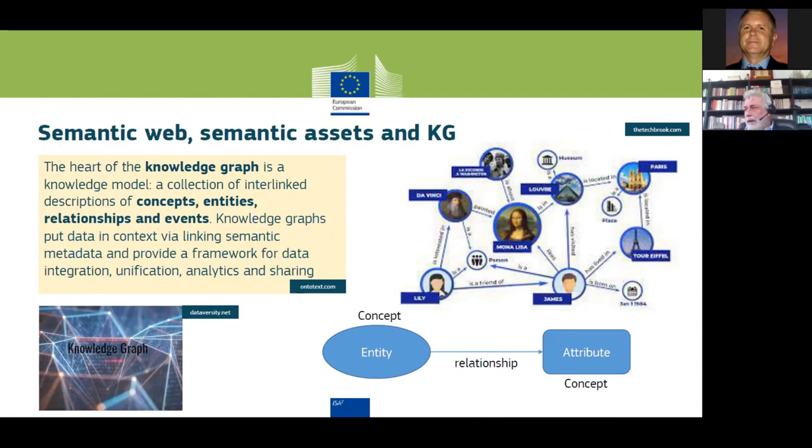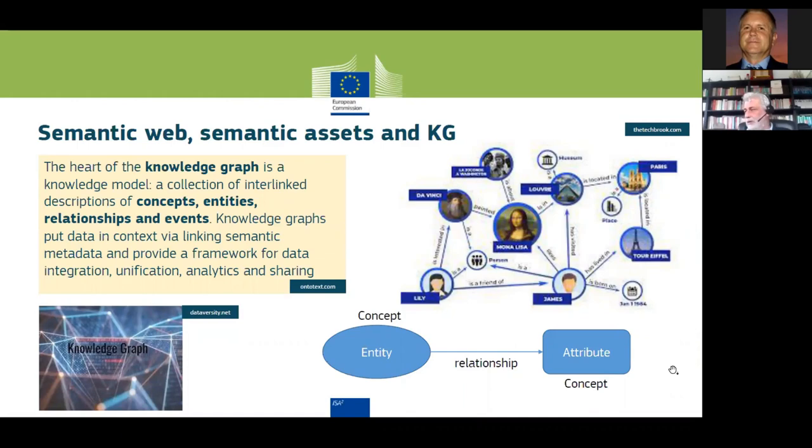But the heart of the knowledge graph is a kind of model, a collection of interlinked descriptions of concepts, entities, and very important, relationships. If you don't have relationships, there is not much in a knowledge graph, but it can also be events. In the context of ELISE, we have focused a lot on entities as concepts, the content, but also on the resources of ELISE that can be interconnected. The key message here is about all the relationships that you can find. For example, FOAF, Friend of a Friend, is an example of an ontology where you describe persons with names and relate them to each other.